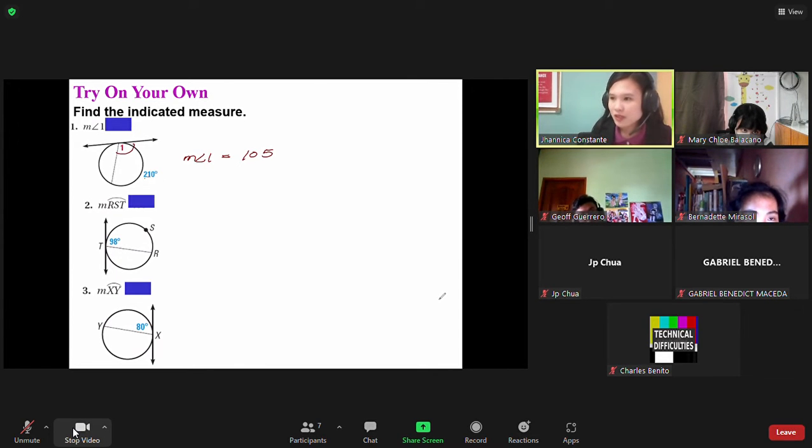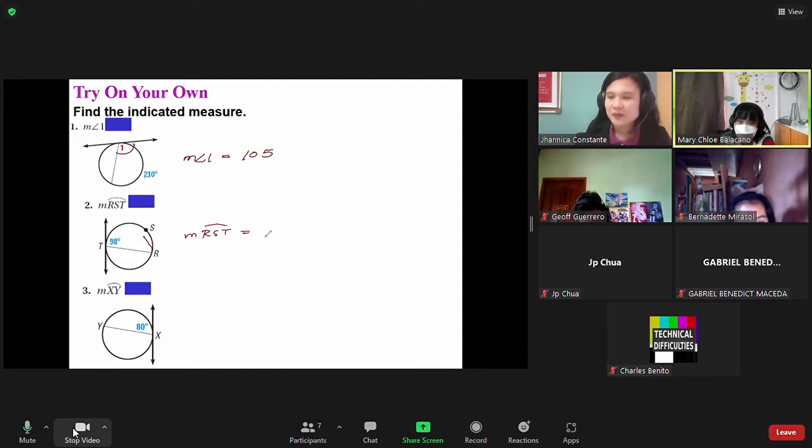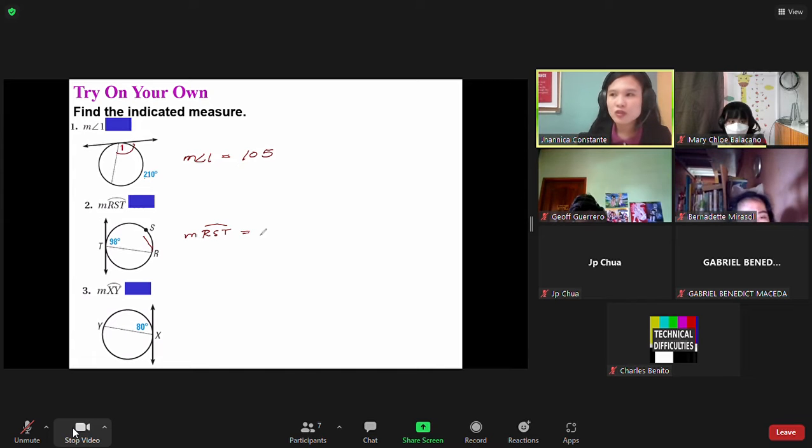So in our second circle, what we're looking for is the measurement of the arc. The angle is given. We need to find the measurement of the arc RST. So what is the measurement of the arc RST that we have in our circle, if the measurement of the angle is equal to 98 degrees? Times 2. If we're looking for the arc, we're just going to multiply it by 2.